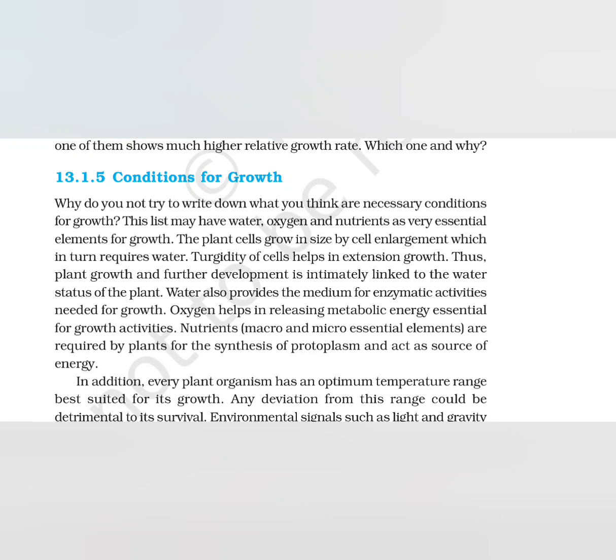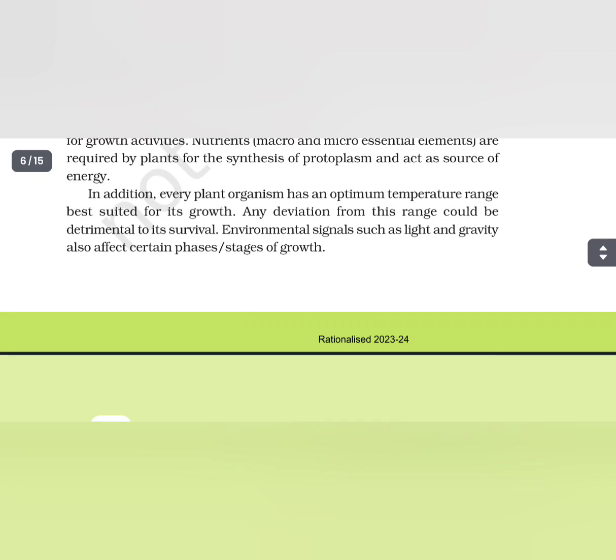Water also provides the medium for enzymatic activities needed for growth. Oxygen helps in releasing metabolic energy essential for growth activities. Nutrients, that can be macro and micro essential elements, are required by plants for the synthesis of protoplasm and act as source of energy. In addition, every plant organism has an optimum temperature range best suited for its growth. Any deviation from this range could be detrimental to its survival. Environmental signals such as light and gravity also affect certain phases or stages of growth.